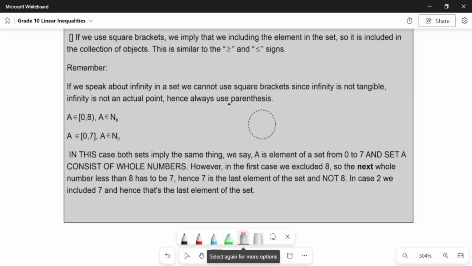But the fact that I included that restriction, or the fact that I spoke about what the nature of these numbers has to be, then I must ask myself, what is the next nearest whole number to 8, but less than 8, because that's the upper extreme. It is 7. So 7 is the next nearest whole number less than 8. That's the reason why we're using the parentheses. When we use the parentheses, we're excluding the upper boundary, but then you need to look for the next nearest whole number. So this is why this is true. This is what enables us to do that. Right, 7 is the last element of the set and not 8. In case 2, we included 7 and hence it is the last element of the set.